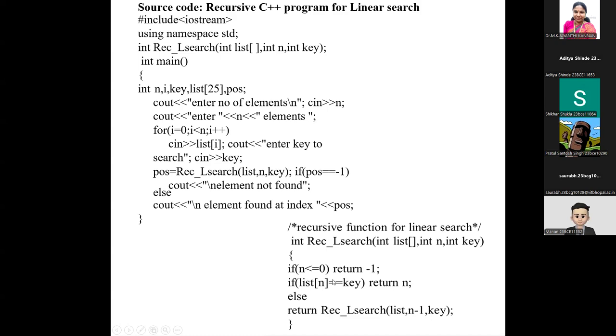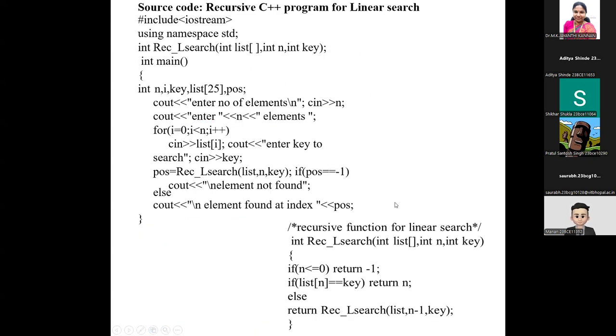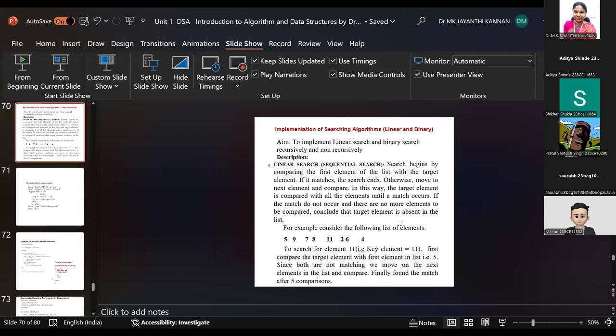If the searching element is found, the integer return value is assigned to POS and it is displayed. If POS is minus 1, it will say the element is not found. Otherwise, it will display that the element is found at the particular index position. So you try both versions of the linear search algorithm, using non-recursive and recursive functions.